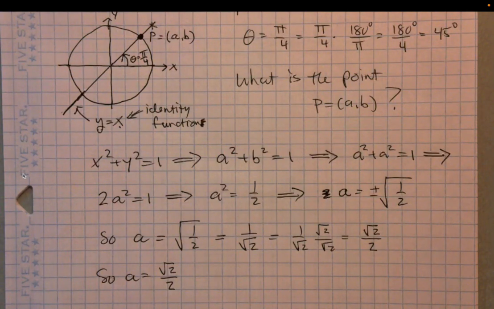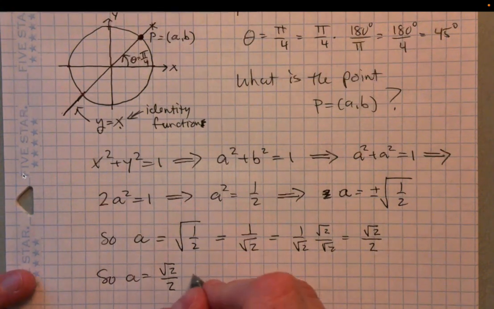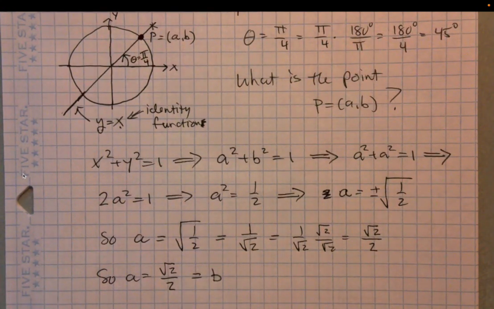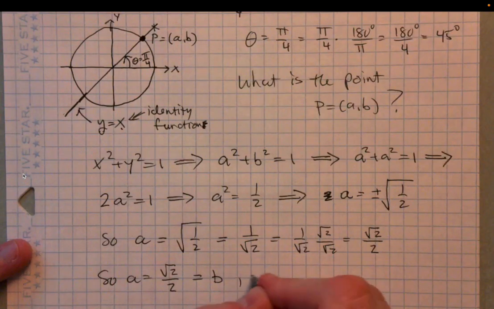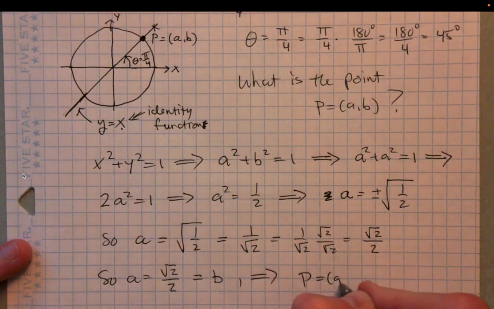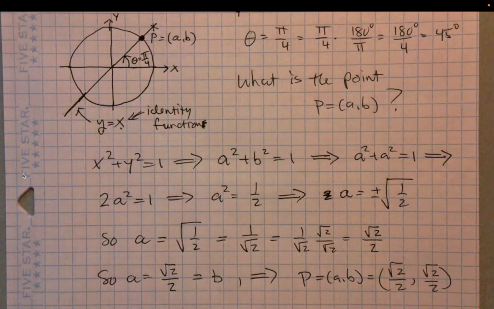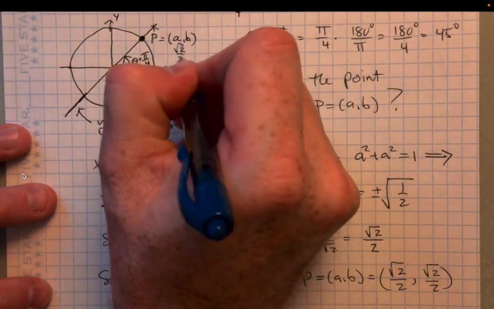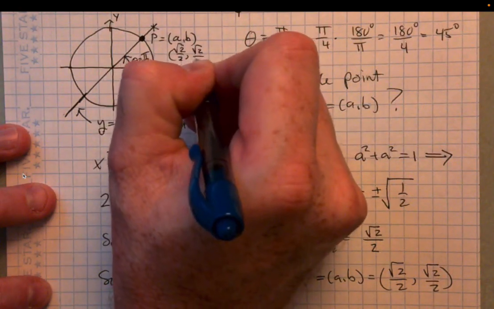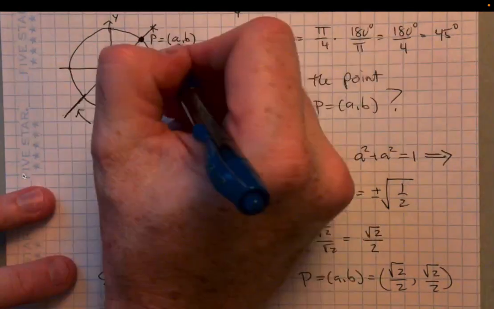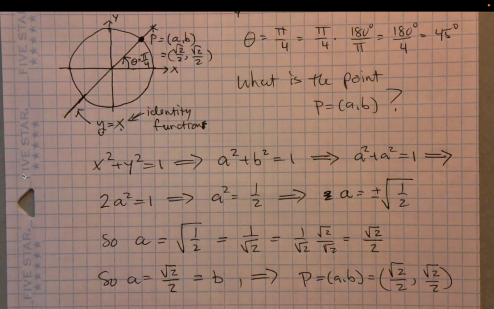Okay, and consequently, because a and b are the same, because they fall on this y equals x line, that's also what b is equal to. And so that implies that the point P equals (a, b) is actually square root of 2 over 2, comma, square root of 2 over 2. And so that's what this is. That's the coordinate of P.